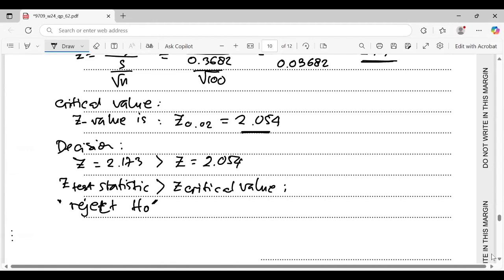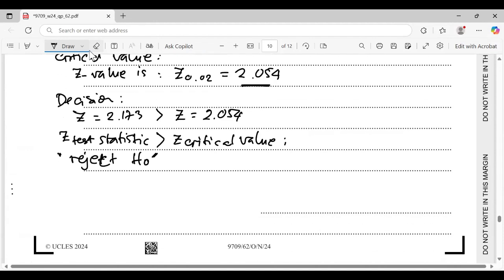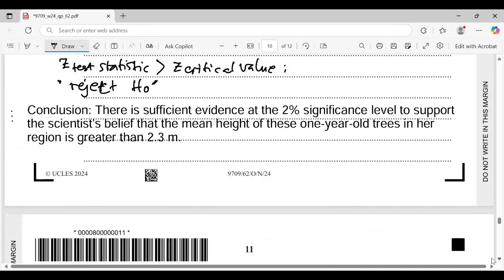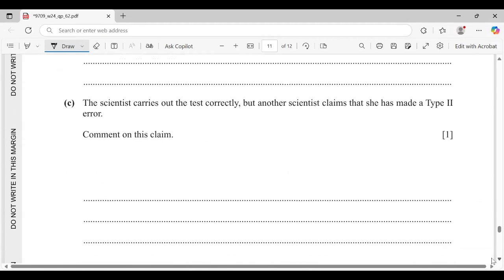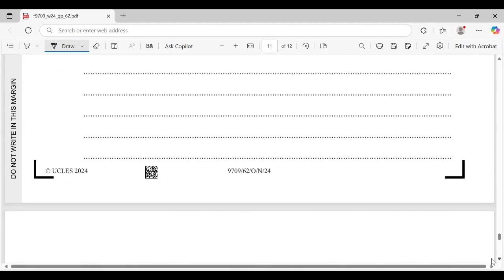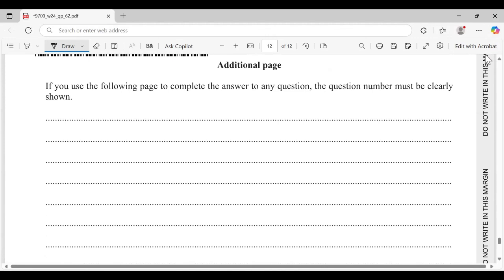And the conclusion, I have provided a conclusion. Let's continue. The scientist carries out the test correctly, but another scientist claims that she has made a type 2 error. Comment on this claim. I have provided my answer. Continue to number 7. Ah, already done. Thank you, students.